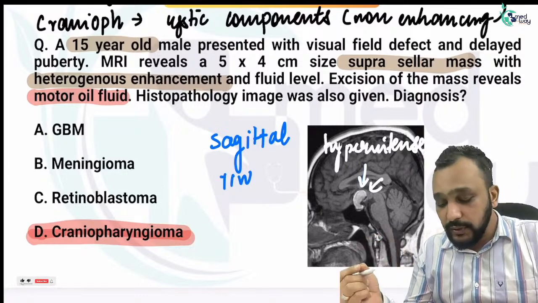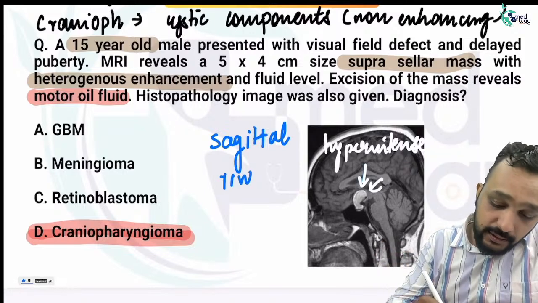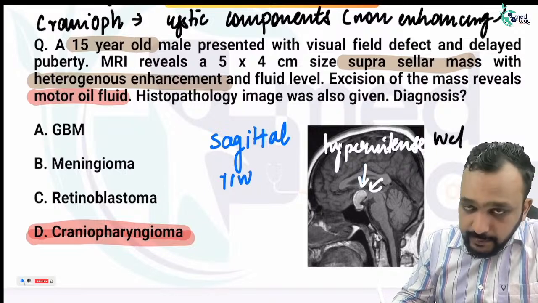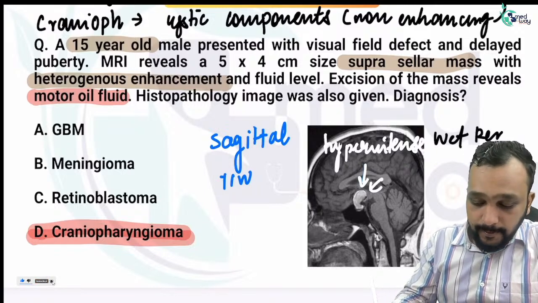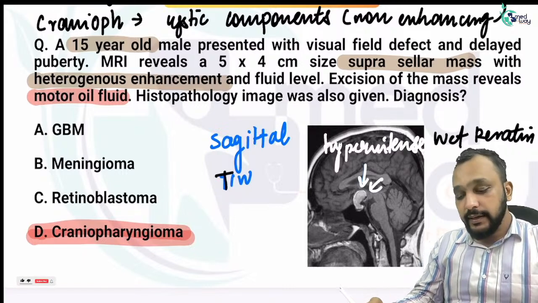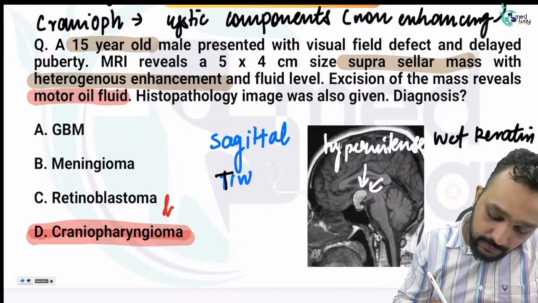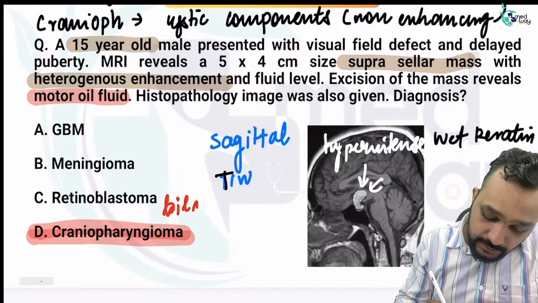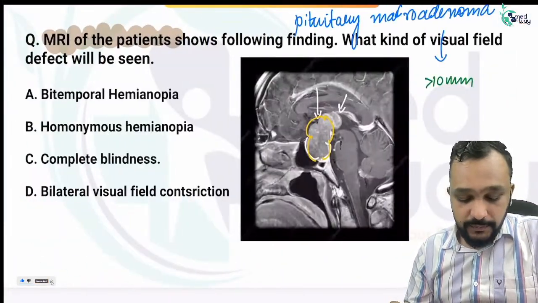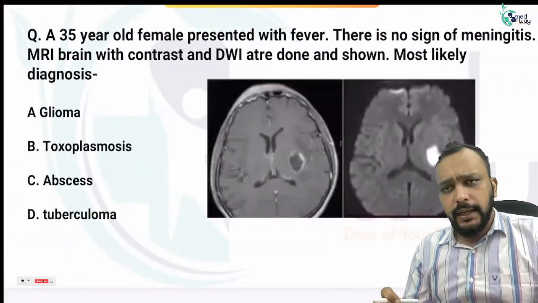Motor oil fluid is hyperintense on T1 weighted images due to the presence of wet keratin. Sagittal T1 weighted images are given to you, and they can also present with bilateral temporal hemianopia.